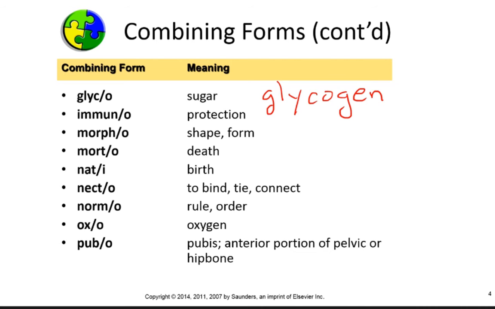Our bodies, whenever we have too much sugar in general, will store the excess sugar in the form of glycogen, not starch. Be very careful with that one. Plants are the organisms that store their excess sugar in the form of starch. For example, potatoes, which is a plant obviously, and many other kinds of plant species will store their excess sugar in the form of starch. We, glycogen. Immuno here means protection.